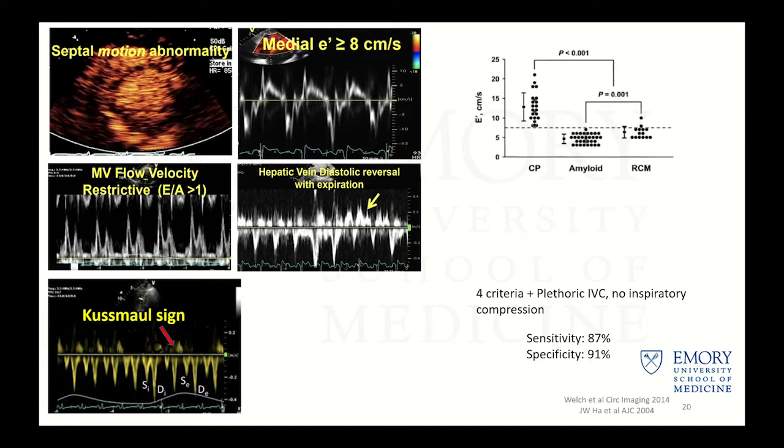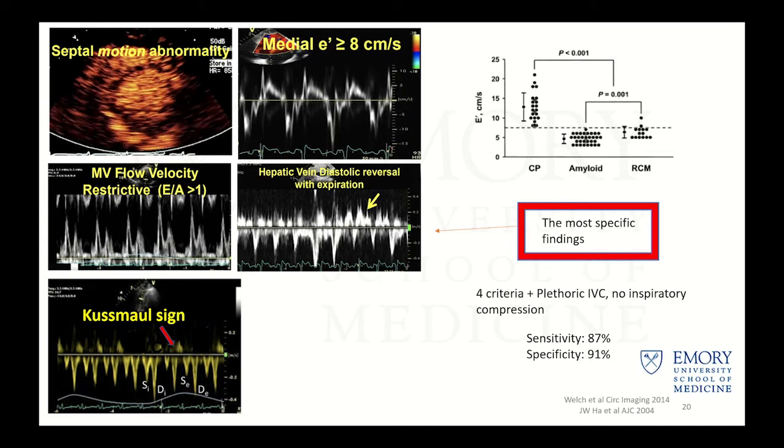Those 4 parameters are septal motion abnormality, as we discussed, the shift of the septum during inspiration; medial E prime of above 8 centimeters per second; restrictive mitral inflow velocity, or E to A over 1; and hepatic vein diastolic reversal with expiration, which is an early diastolic phenomenon. The most specific of these was hepatic vein diastolic reversal. So always make sure, if you have a patient that you suspect constriction, that you get a full study with hepatic vein Dopplers as well.